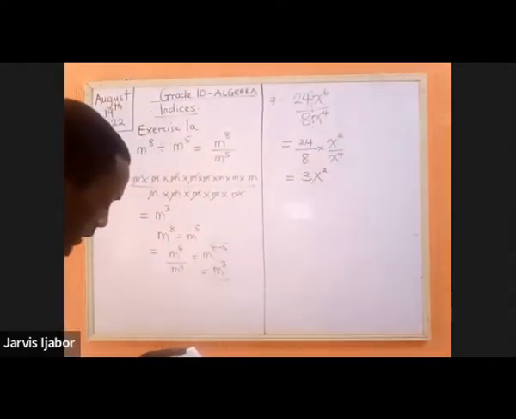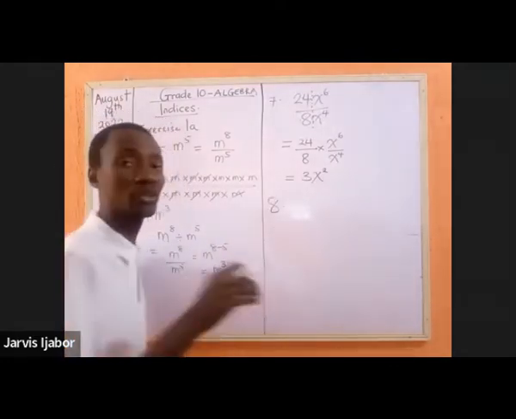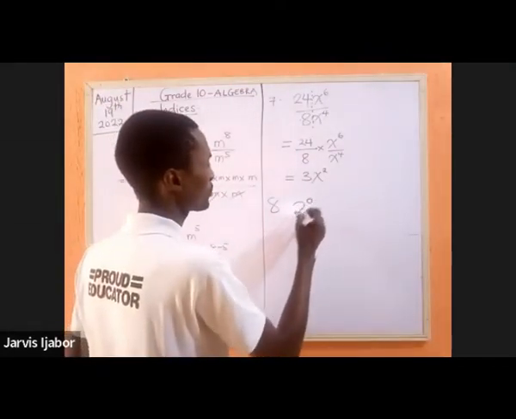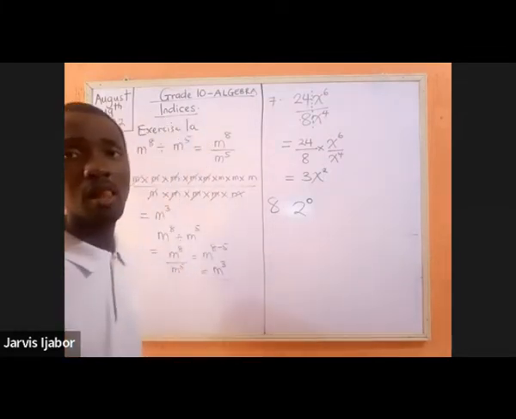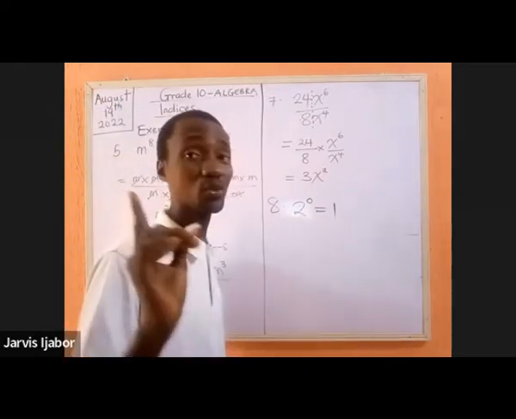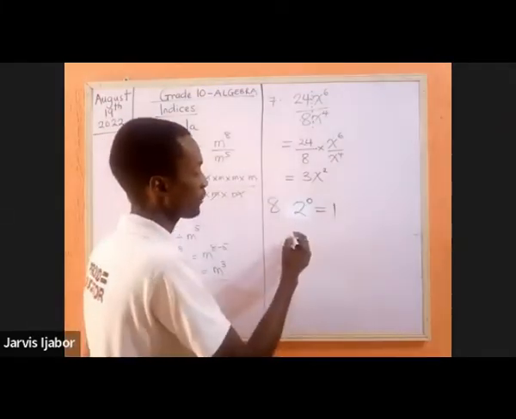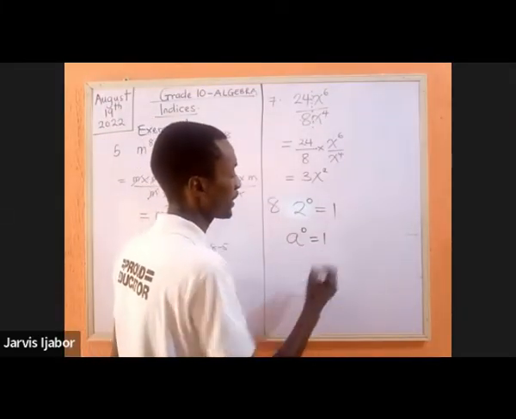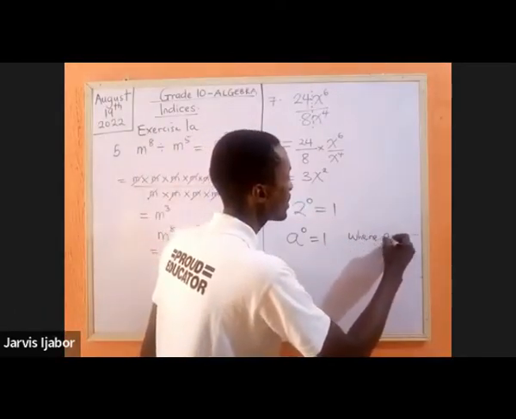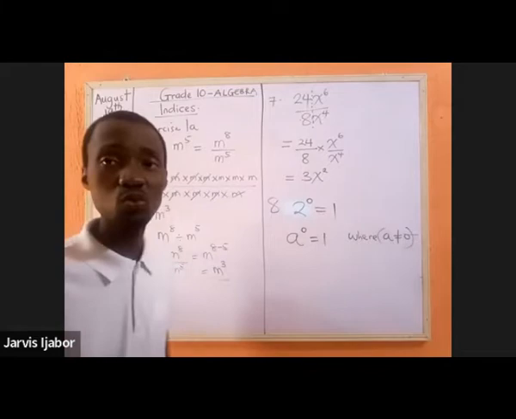That's for question 7. And we go to question 8 because I'm just trying to hit on the ones we had done. Now in question 8, what happens when you have 2 raised to the power of 0? Anything raised to the power of 0 is equal to 1, but there's an exception to that. Okay, that's for that. But I'm going to add something to that. If I have a to the power of 0 is equal to 1, anything raised to the power of 0 is equal to 1, but where a is not equal to 0. If a is equal to 0, something else will happen.